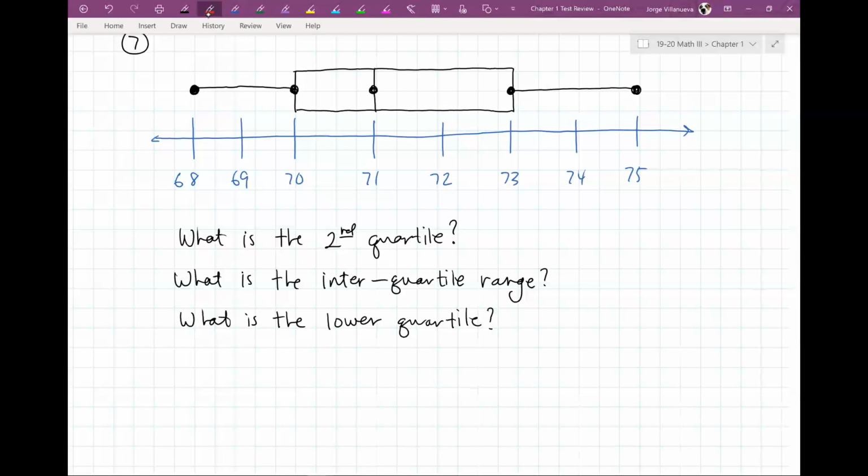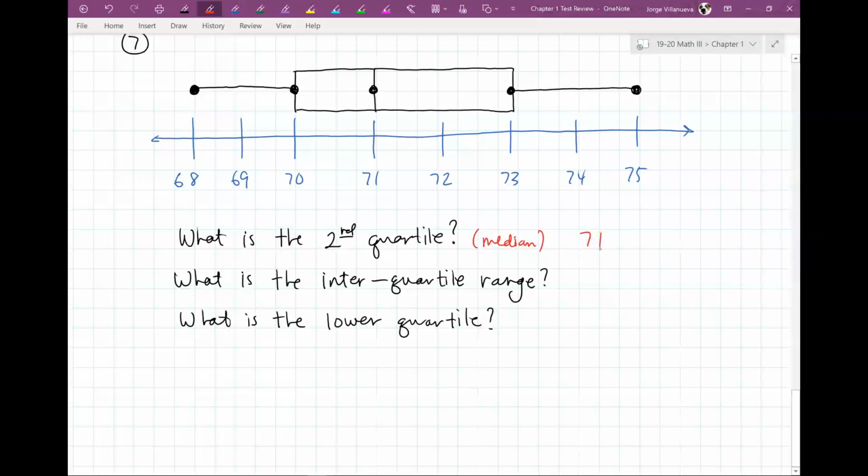So what's another name for the second quartile? Anybody remember? The mean. Or sorry, not the mean. The median. I'm thinking the wrong thing here. The median. So what is the median according to this? 71, right? It's always the dot in the middle.